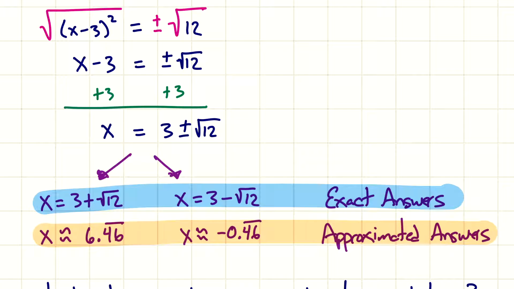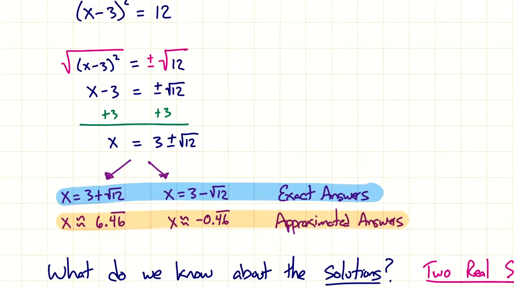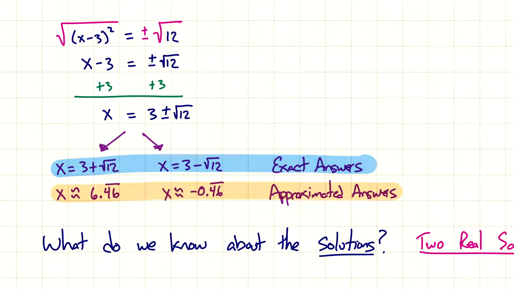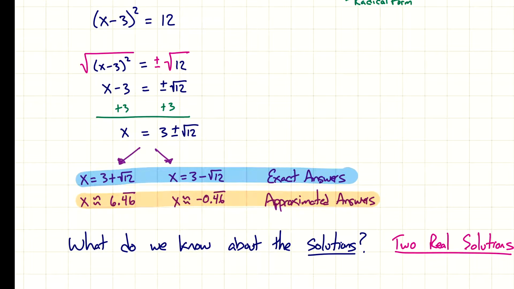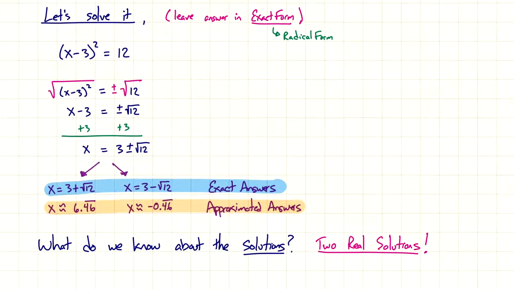If it's not repeating, make sure you have at least 2 decimal places when you write out your answer. All right, so what do we know about the solutions? So what does that tell us? We have 2 real solutions.